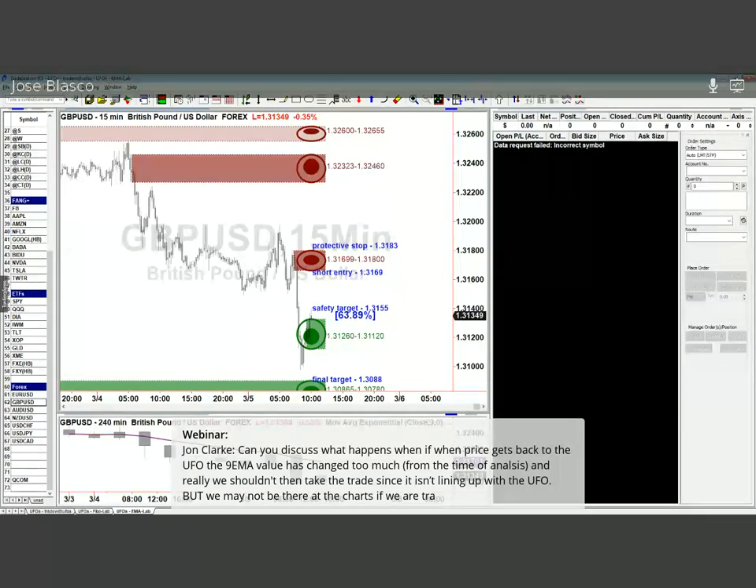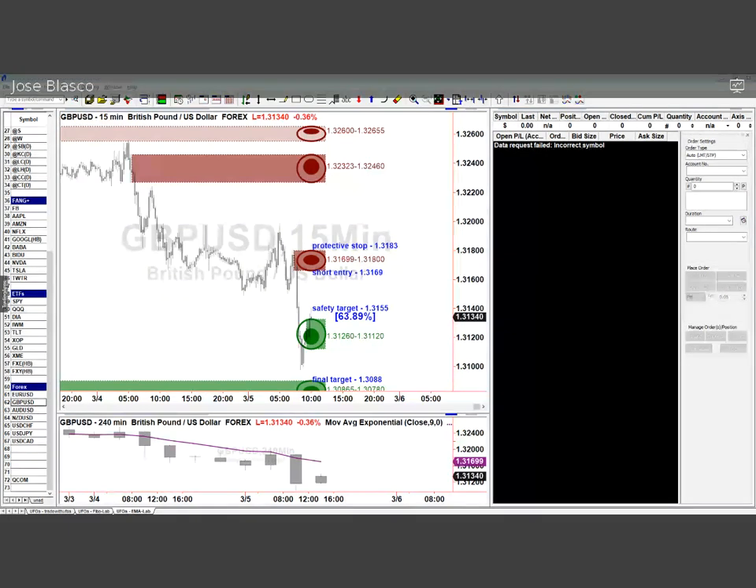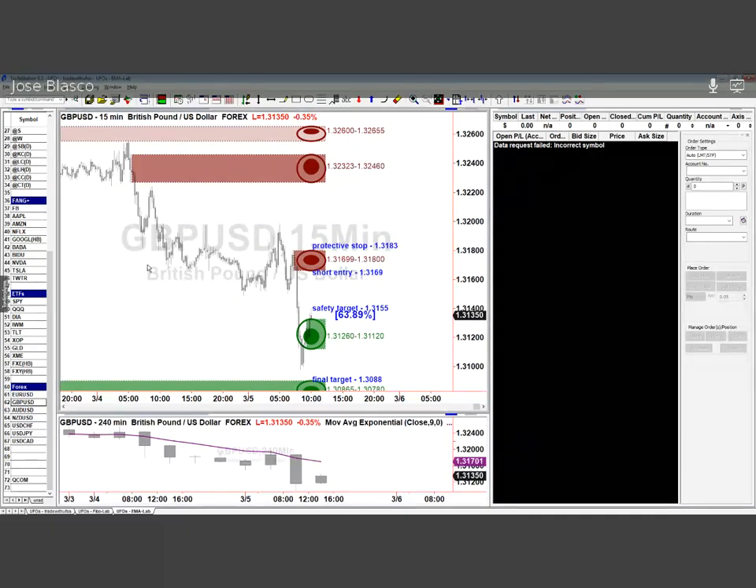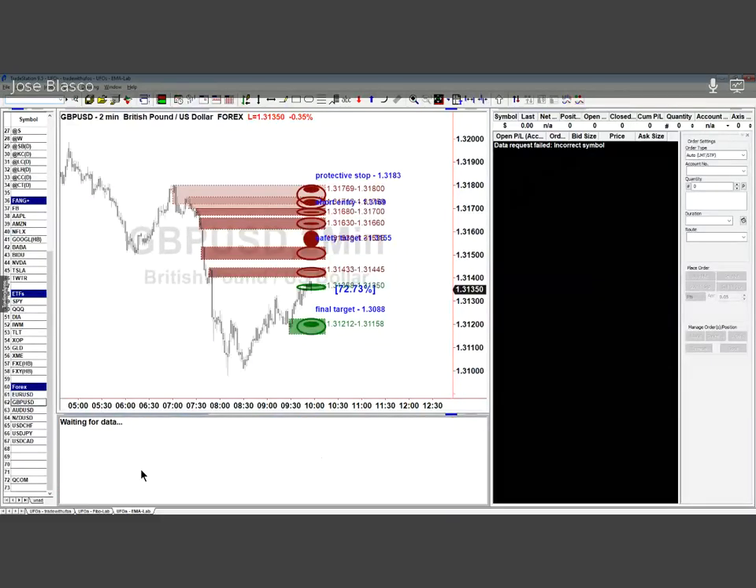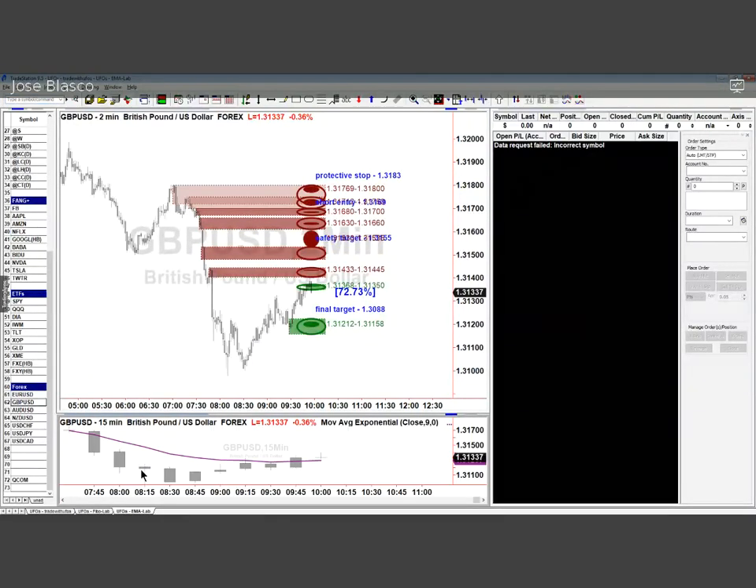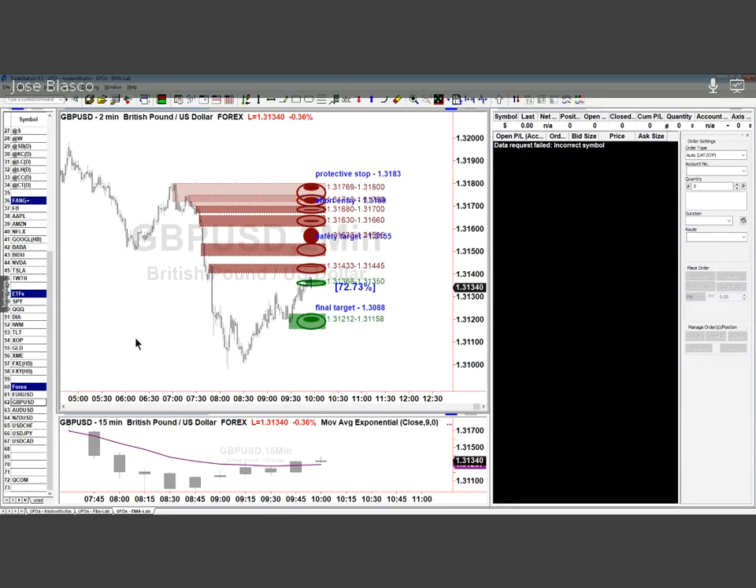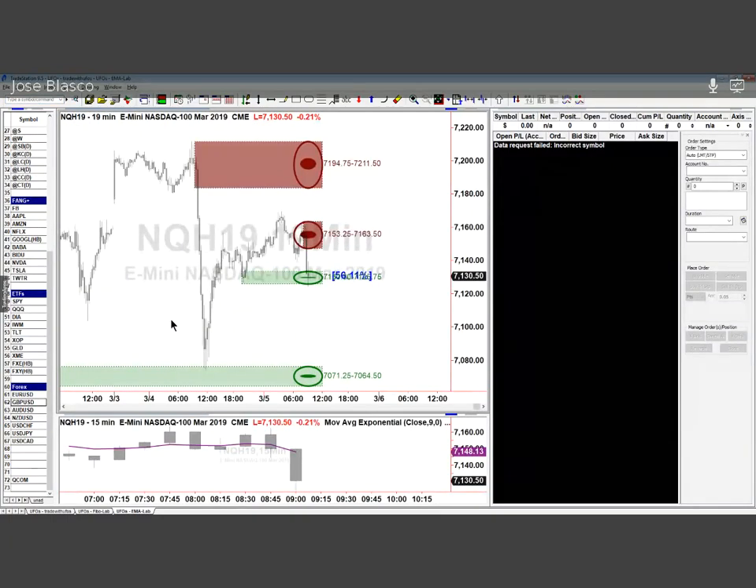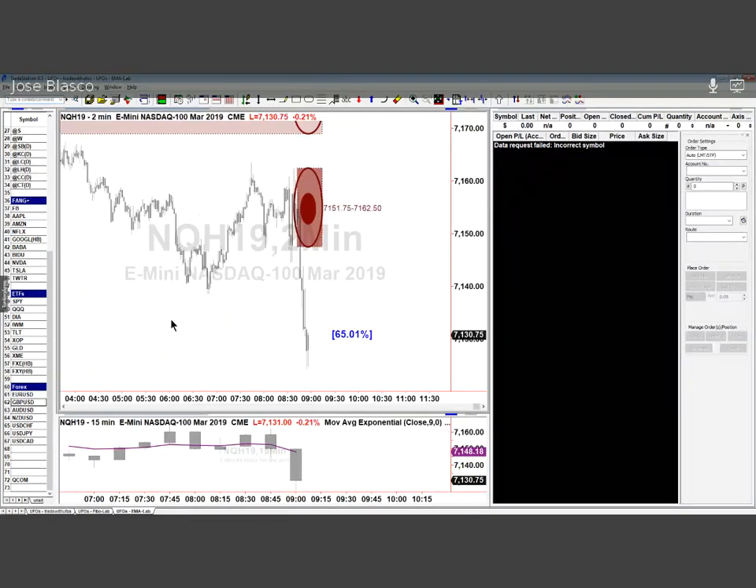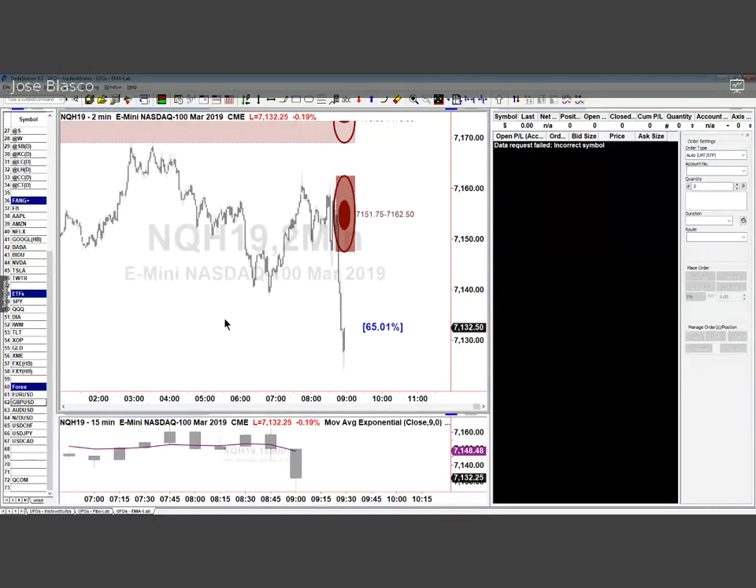Good. So now let's go back to the charts. So we got a trade with the Great British Pound US dollar. I would like to go back to my 2-minute time frame and my 15-minute time frame, 2 and 15, and I would like to go back to the NQ 2-minute time frame and 15. Okay, so what do we have?